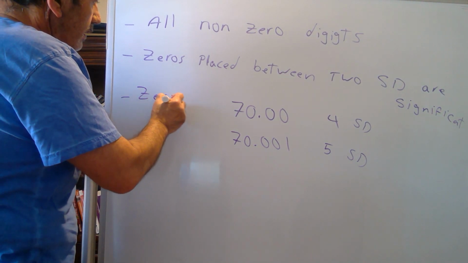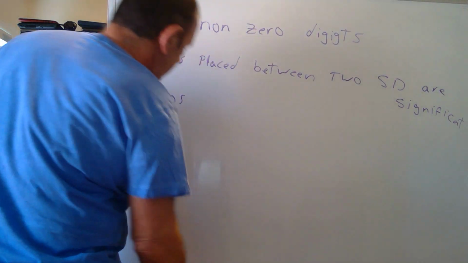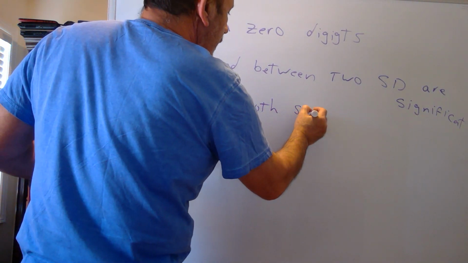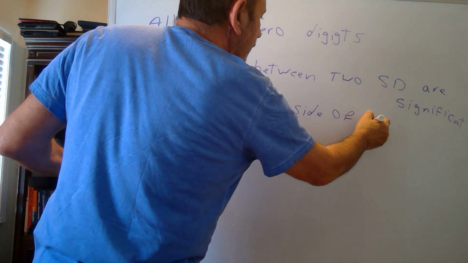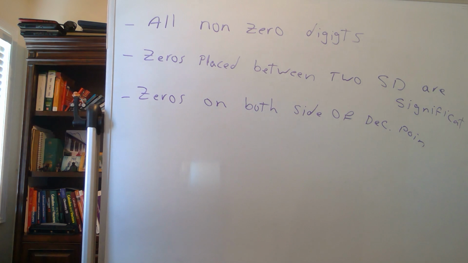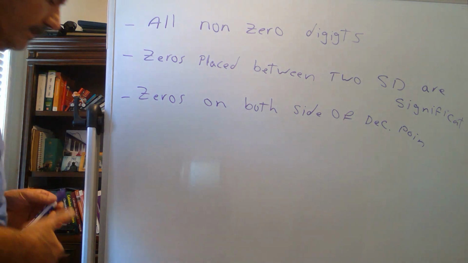So zeros on both sides of the decimal point are significant digits. Okay, so these are considered significant digits, and I explained that to you.